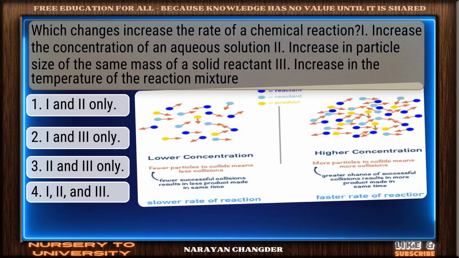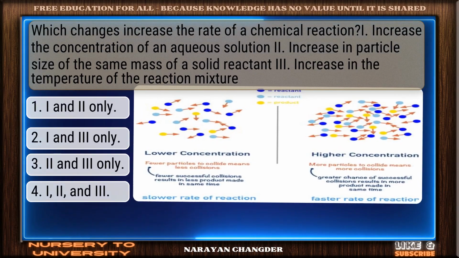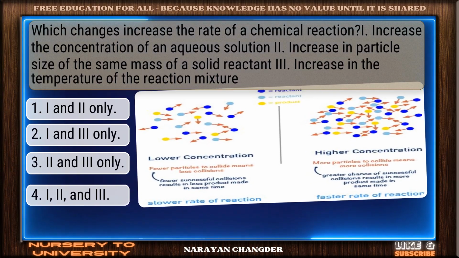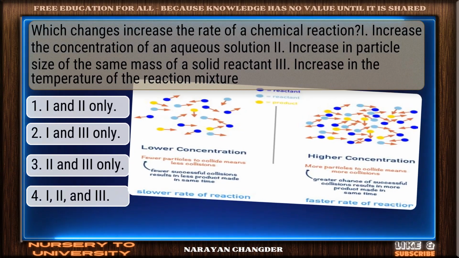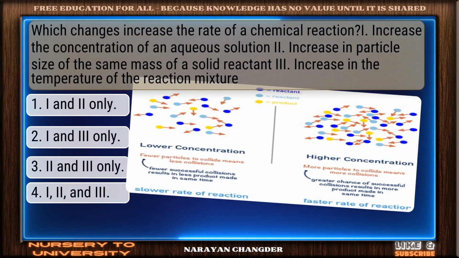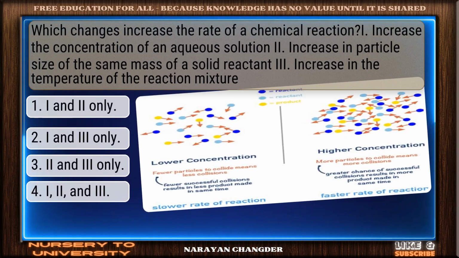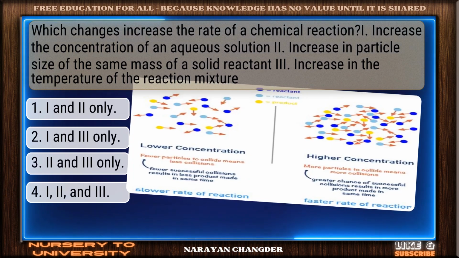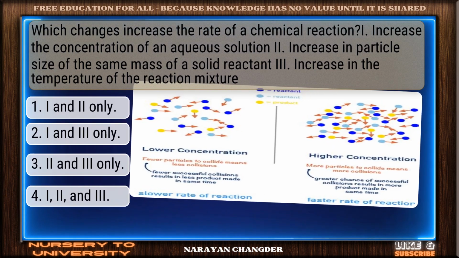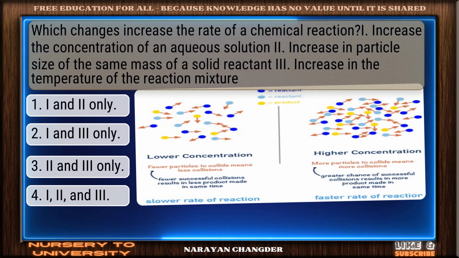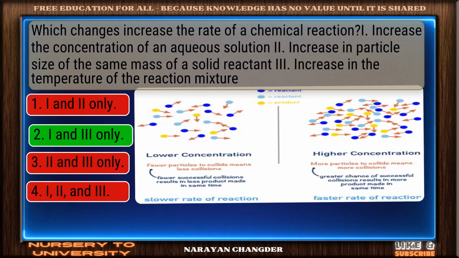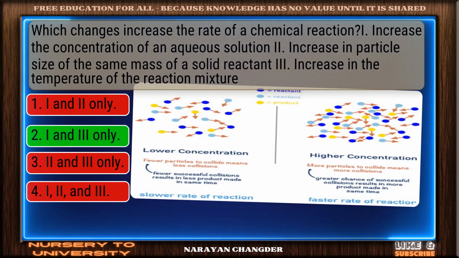Which changes increase the rate of a chemical reaction? I, increase the concentration of an aqueous solution. II, increase in particle size of the same mass of the solid reactant. III, increase in the temperature of the reaction mixture. Option 1, I and II only. Option 2, I and III only. Option 3, II and III only. Option 4, I, II and III. I and III only, great work.